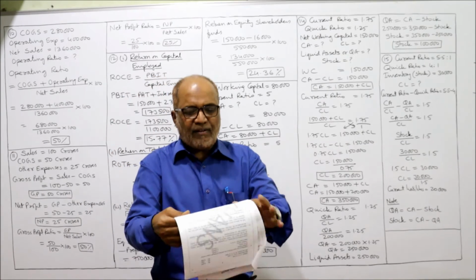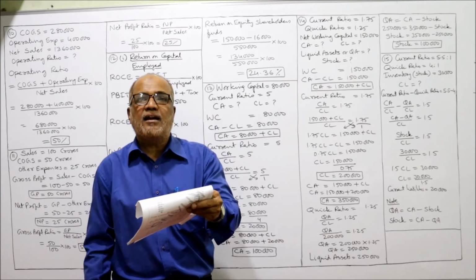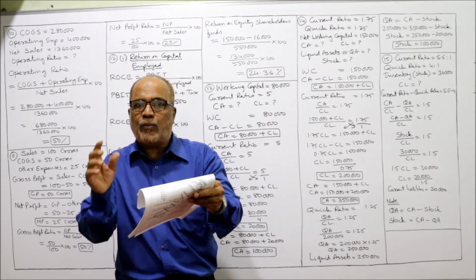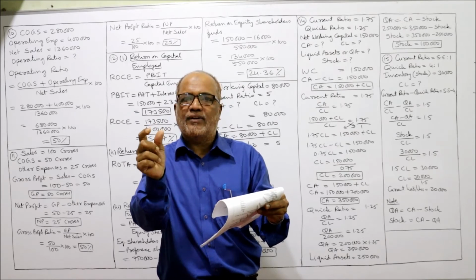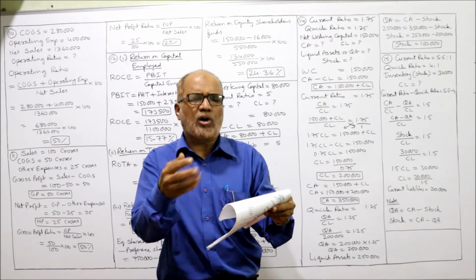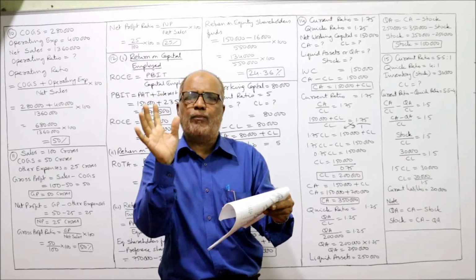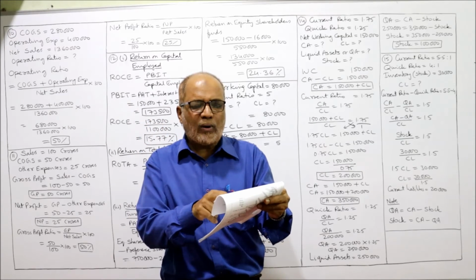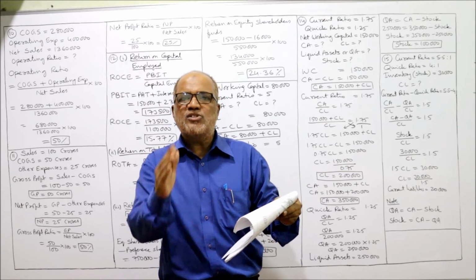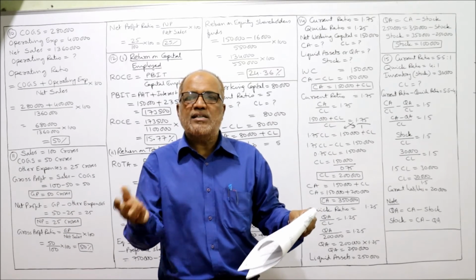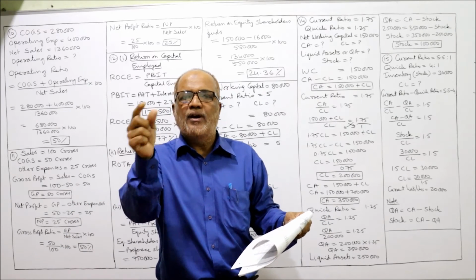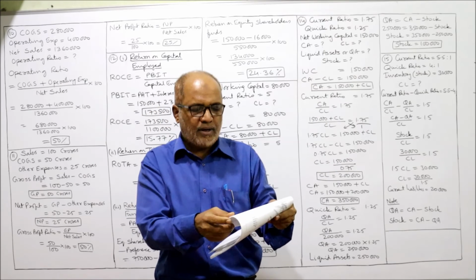See the 15th. If Apple Company Limited's current ratio is 5.5 is to 1, or if we do not write is to 1, that is okay, only 5.5 is the current ratio. And quick ratio is 4 is to 1, or simply we can say 4. In simple words, current ratio is 5.5 and quick ratio is 4.